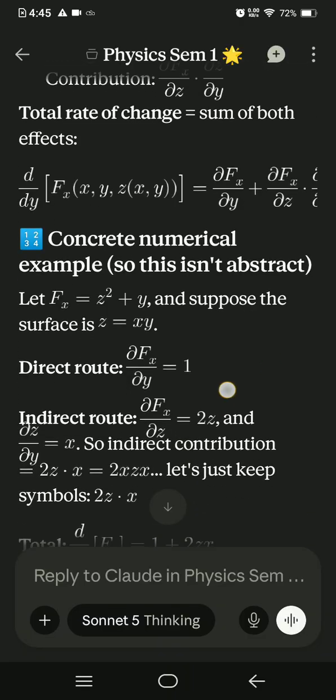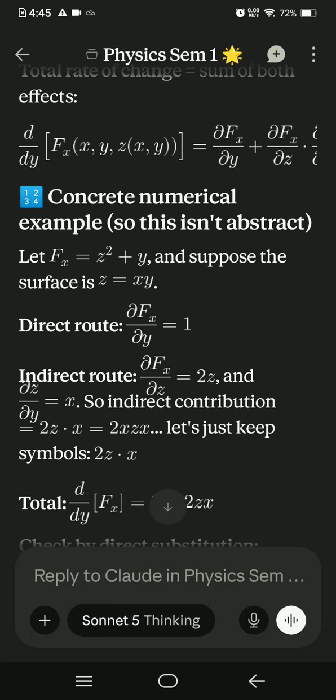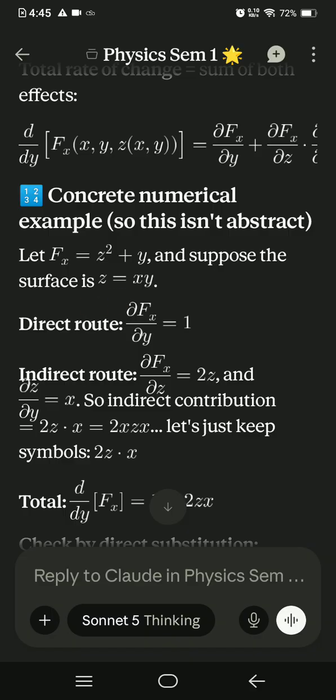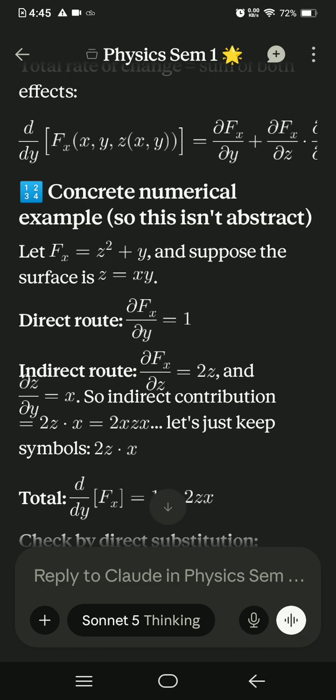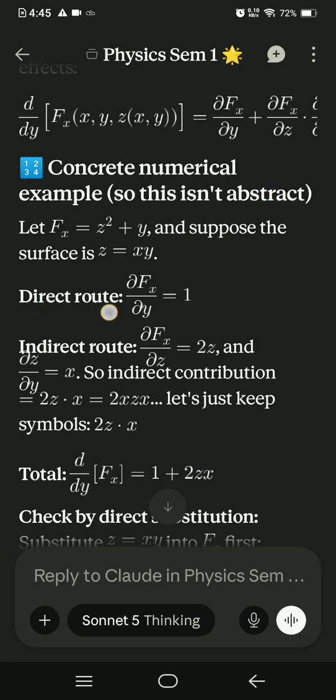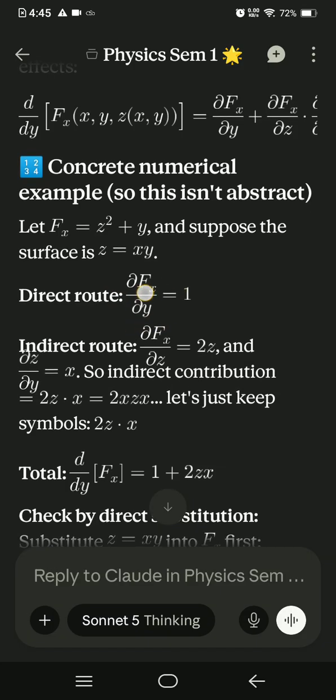Okay, so a concrete numerical example, so this isn't abstract. For example, we have this f of x, the function z squared plus y, and suppose the surface z is also itself a function of x and y. So the direct route is to see how fx is affected by y, under the same condition, by taking the partial derivative with respect to y. Then this part is going to be 0 and this becomes 1.